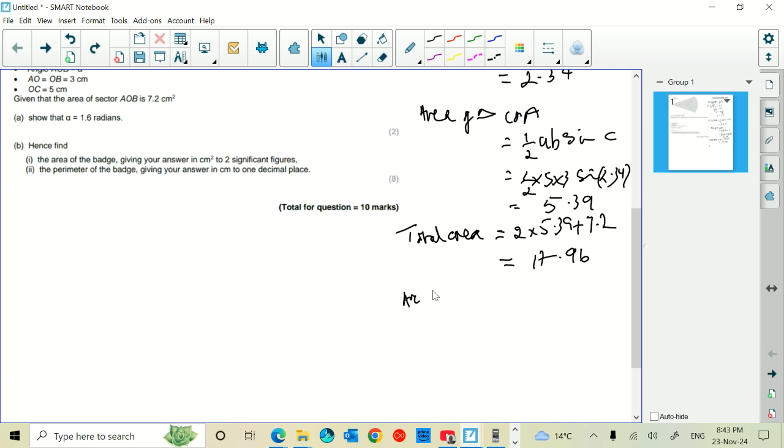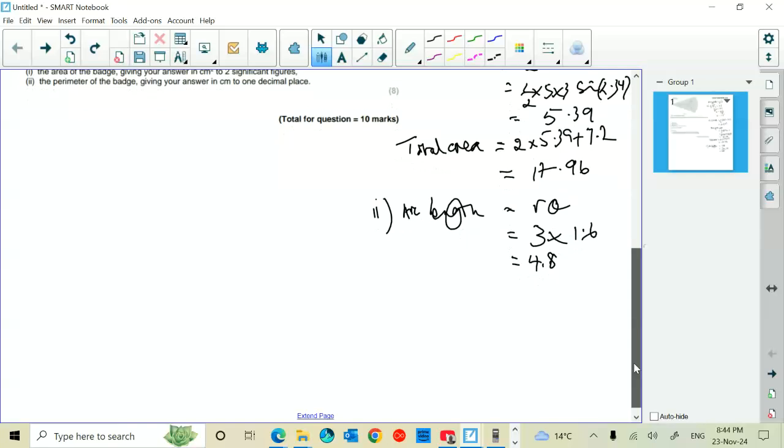And now the arc length needs to be found for part 2. The arc length is equal to r theta, or in this case r alpha, which is equal to 3 times 1.6, because the radius times alpha, which is 3 times 1.6, which is equal to 4.8.